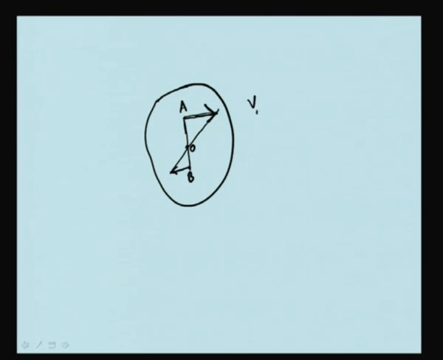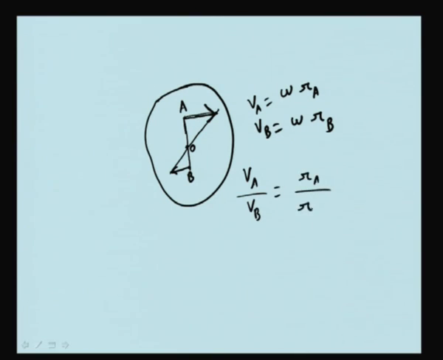Therefore, V A is equal to omega times R A, V B is equal to omega times R B, or V A by V B is equal to R A by R B, where R A is the distance of point A from O and R B is the distance of point B from O. So, with this you can find out this thing.